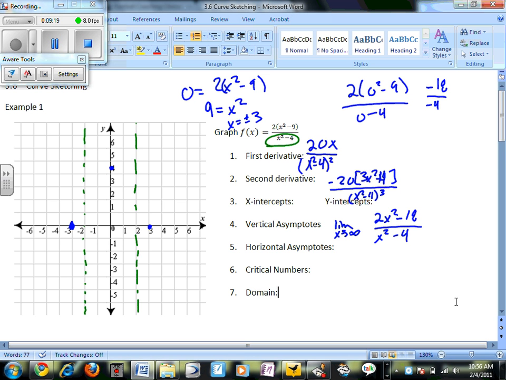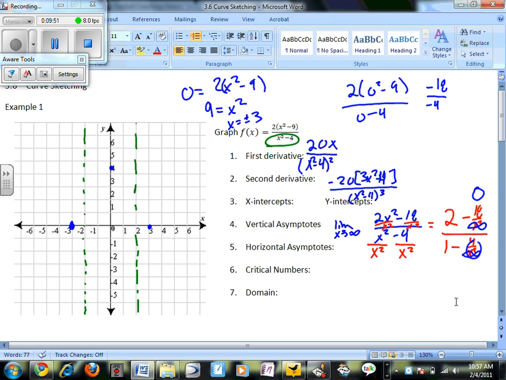All right, so then we have to explore a little bit. Let's take everything divided by the highest power in the denominator. So divide everything by x squared, x squared, x squared. When I do that, I'm left over with 2 minus 18 over x squared, all over 1 minus 4 over x squared. When I put infinity in for x here, we get 2 minus 0 all over 1 minus 0.